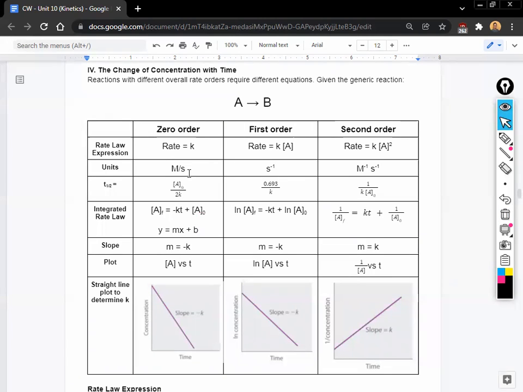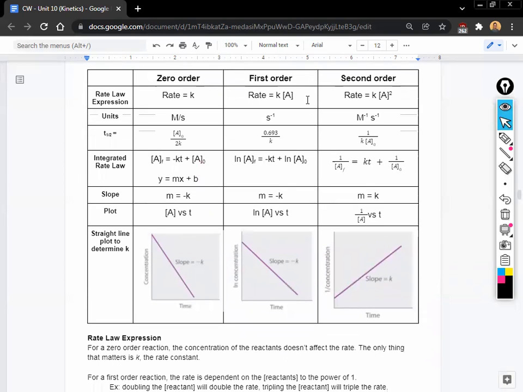All it does is break down the information for zero, first, and second order reactions. So you have the rate law. For a zero order, the rate is equal to the rate constant. For the first order, it's just the rate constant and the concentration of one of the reactants. And then for second order, you just need to square it.